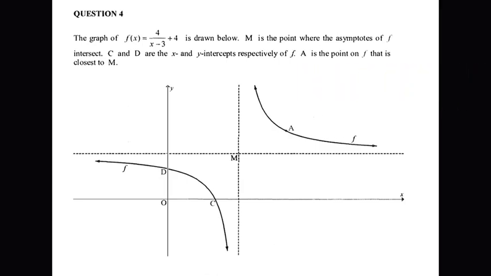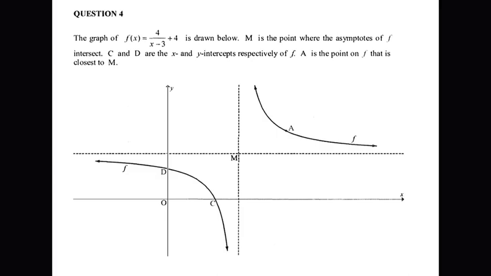This is question number 4. The graph of f(x) = 4/(x - 3) + 4 is drawn below. M is the point where the asymptotes of f intersect. C and D are the x and y intercepts respectively of f. A is the point on f that is closest to M.